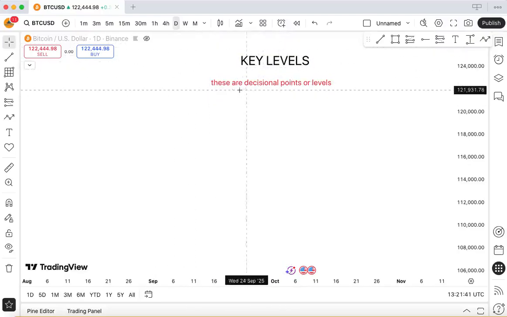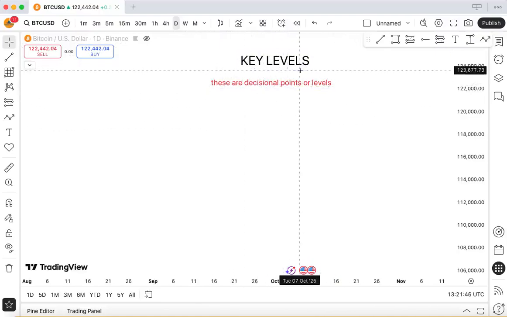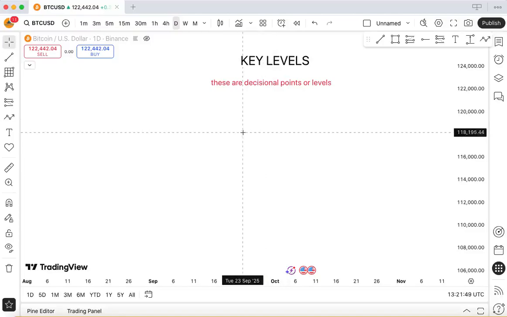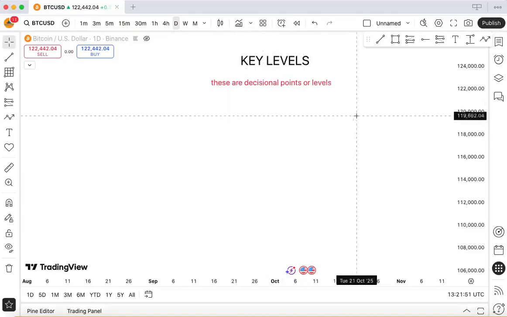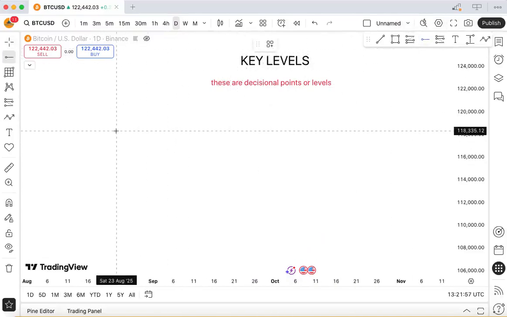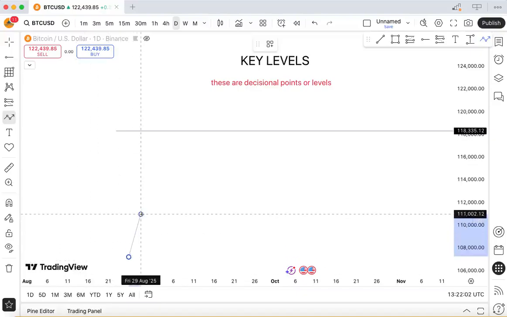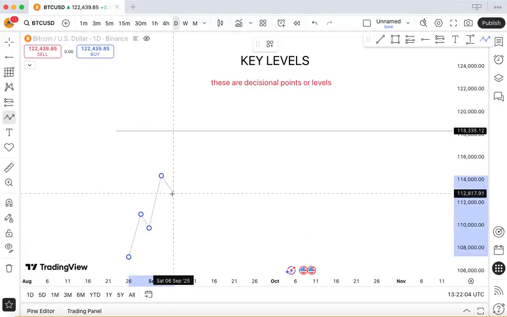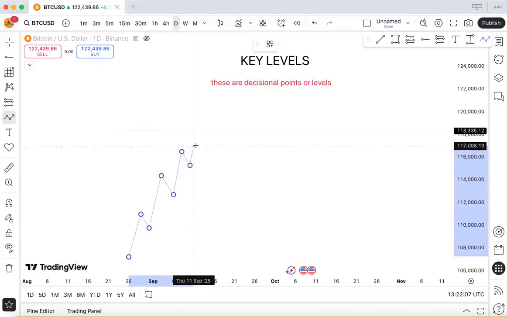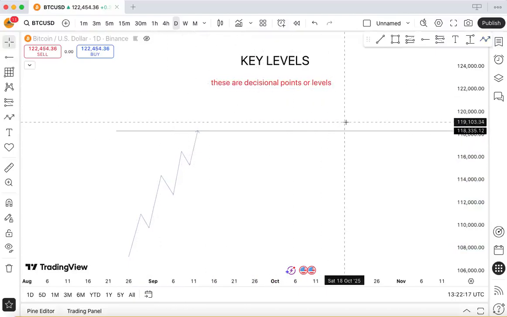Key levels are decisional points or levels. When price reaches those levels, it is where we are going to decide from. For example, this is our key level here. So price has been coming from a certain point, running to our key level. I didn't say that once you see price reaches your key level, buy or sell. No. Remember, a key level is a decisional point.